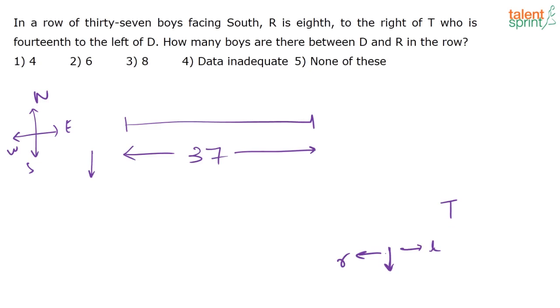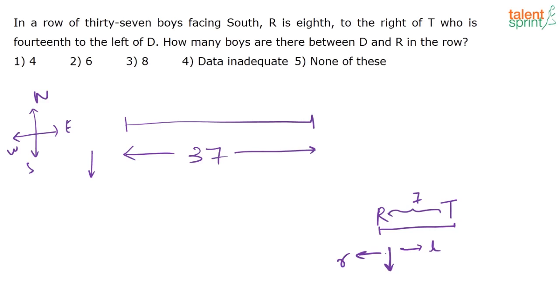So R is 8th to the right of T, which means R is going to be on this side. He is 8th to the right of T, which means between R and T how many people are there? Between R and T there are going to be 7 persons, correct?